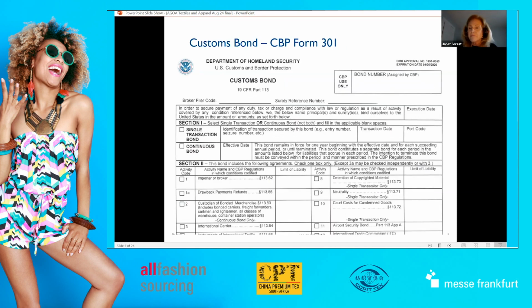This is a copy of the bond. This is important because it's needed to show that the carrier is allowed to enter the goods and that the goods are being delivered to the correct consignee. This bond can be a single transaction bond with a specific date for a shipment, or a continuous bond, which is effective for a period of time.